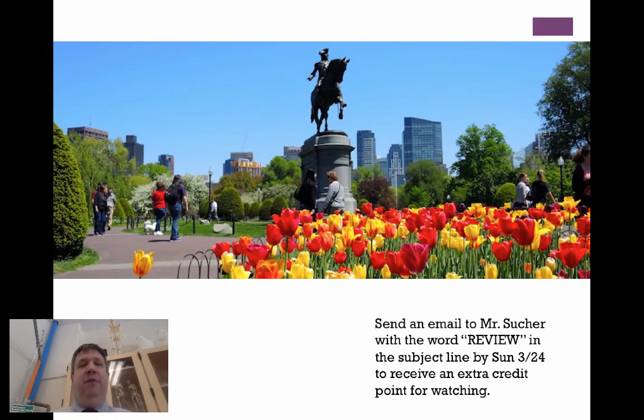And hopefully by the time we get back, Boston will look more like this. I'm not going to hold my breath, but spring should be coming, hopefully coming. The groundhog said it was coming.